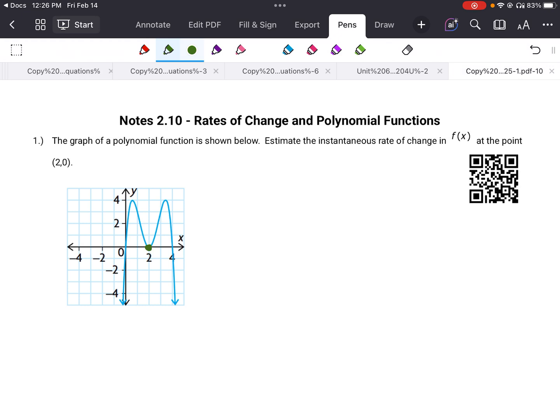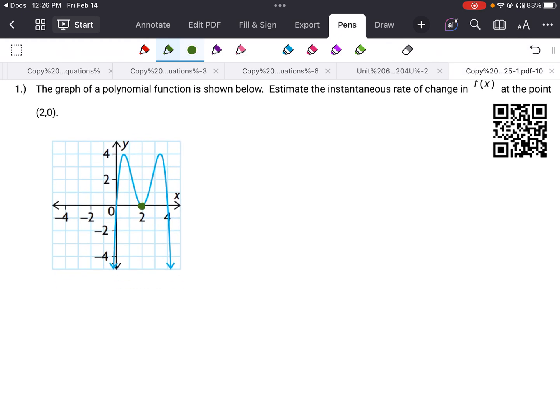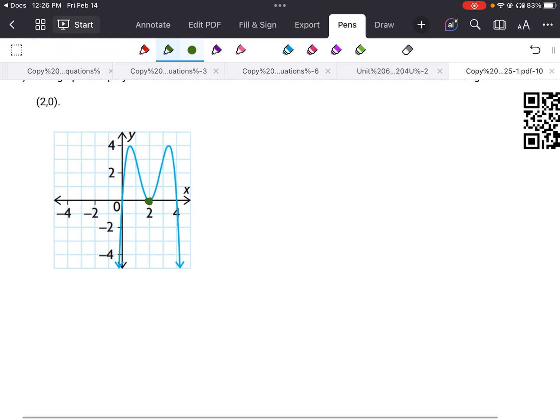Okay, so we want the instantaneous rate of change at this point. Now, in order to find the IROC, we have to know the equation. We don't know the exact equation here. We know some x-intercepts, we know the y-intercept, but we don't know the leading coefficient. So we're going to start with the roots. And we have a root at 0, we have a root at 2, we have a root at 4.